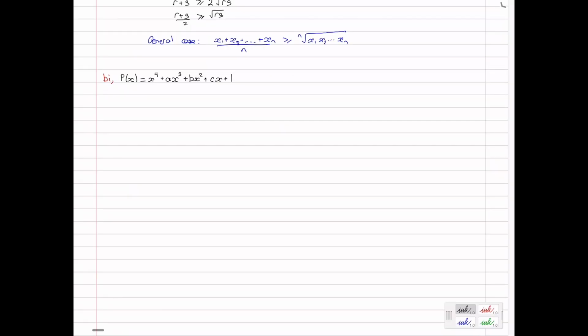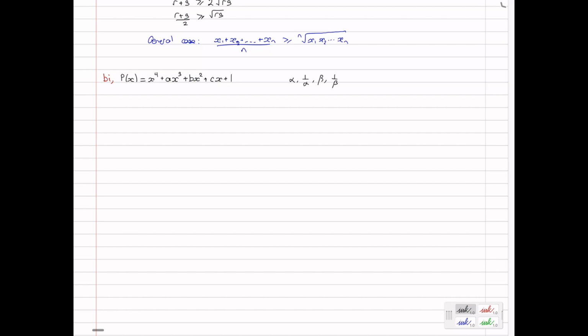Okay, so we have some polynomial with some coefficients, and we know what the roots of that polynomial are, so actually let's write those down. We have alpha, 1 on alpha, beta, and 1 on beta. These are the roots of our polynomial. And we want to prove that a is equal to c.